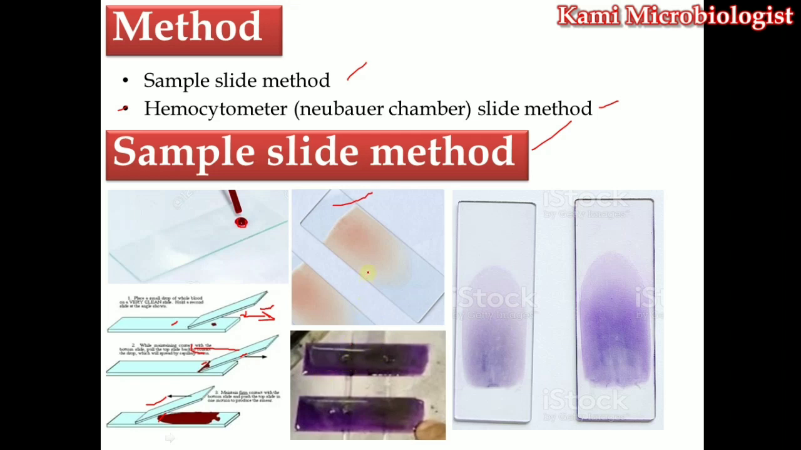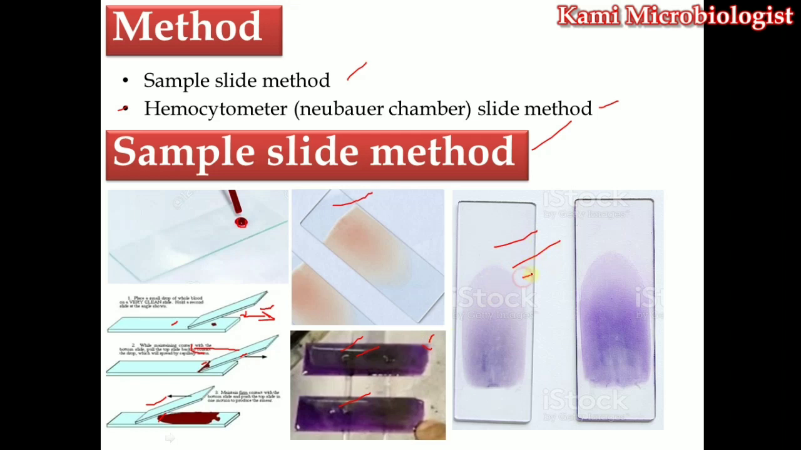Once the film is formed, you have to put the Leishman stain. This is the Leishman stain. You have to cover the whole slide with it. Once the slide is covered, leave it for almost 2 to 5 minutes. After 2 to 5 minutes, gently wash the slide with slow running tap water, and after that you will see the slide like this. So this is the slide after the staining.